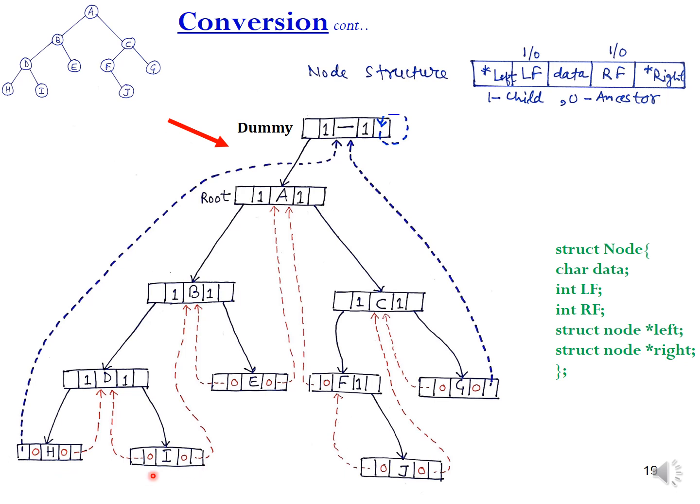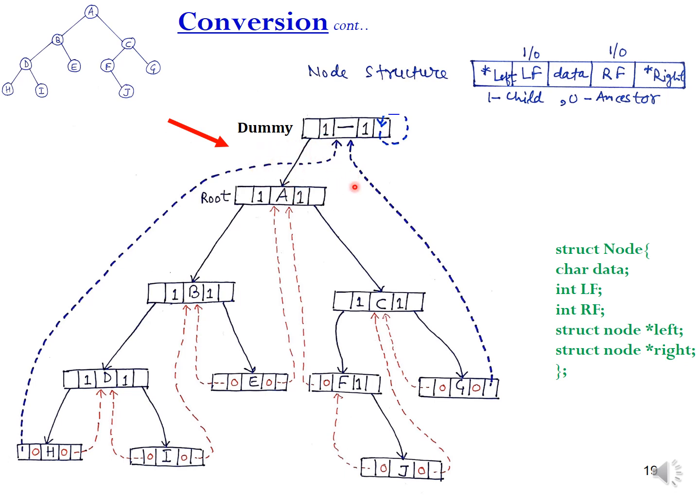In the same way, now we can see this I has a 0 on the left-hand side, which means it has an ancestor. So this is pointing to node D, which is the in-order predecessor, and this is 0, which means it also has the ancestor. The right pointer will point to node B, this is the in-order successor. And in node J, on the left-hand side this is 0, so it will point to node F, this is the in-order predecessor, and its right pointer will point to node C, this is the in-order successor. So in this way we can see how this binary tree can be converted into a threaded binary tree.